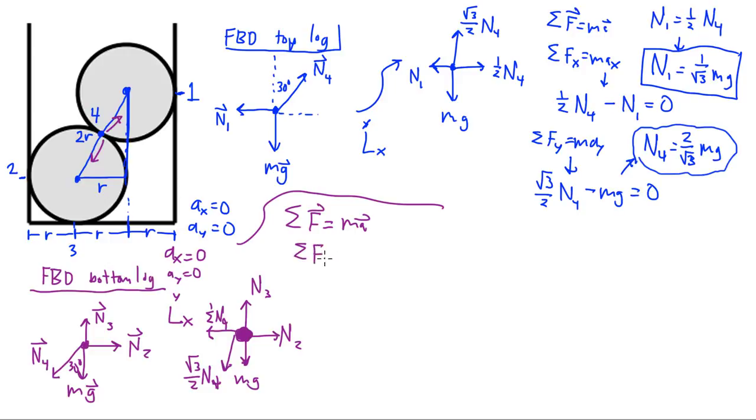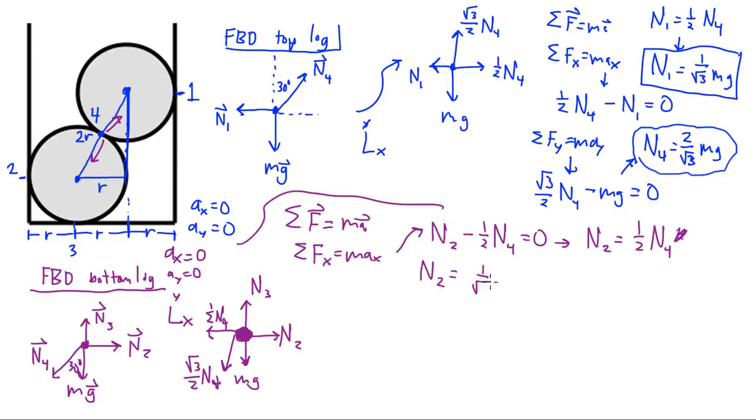Okay, so what this gets us now is, sum of forces equals MA, and then of course sum of forces in the x direction equals MAX. And that gets us to here, we've got N2 to the right, and then we have 1/2 N4 to the left. So N2 minus 1/2 N4 equals 0, which means then, of course, N2 equals 1/2 N4, which is, well, let me just come out here and write N2 equals 1/√3 times mg. Okay, and notice that's the same as N1, and that kind of makes sense if you think about it.